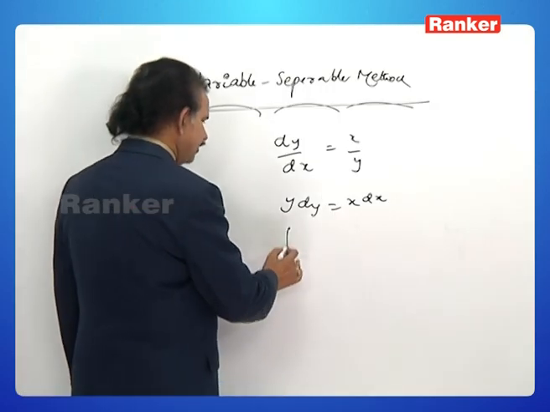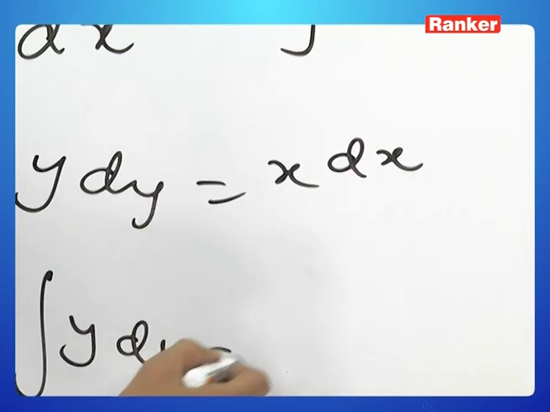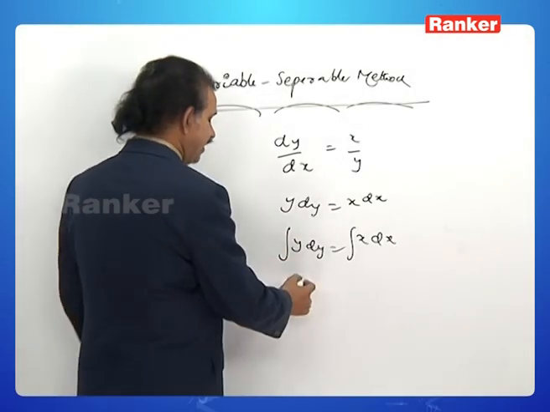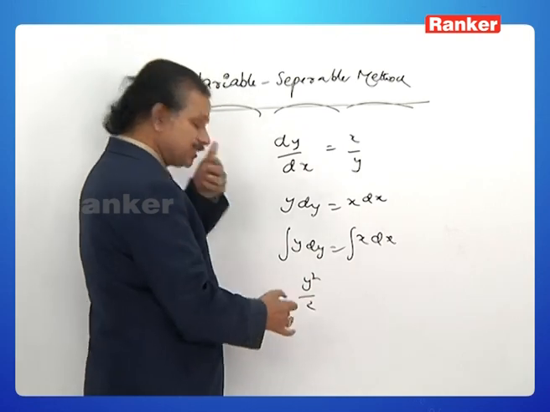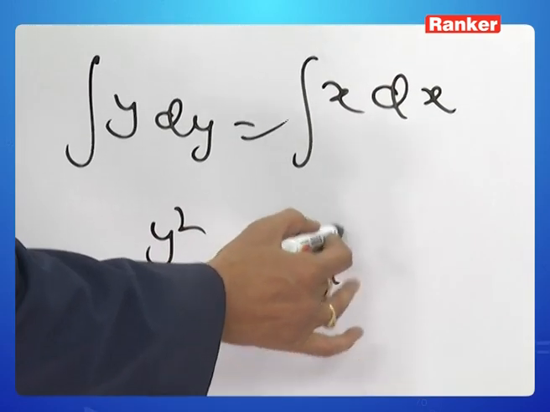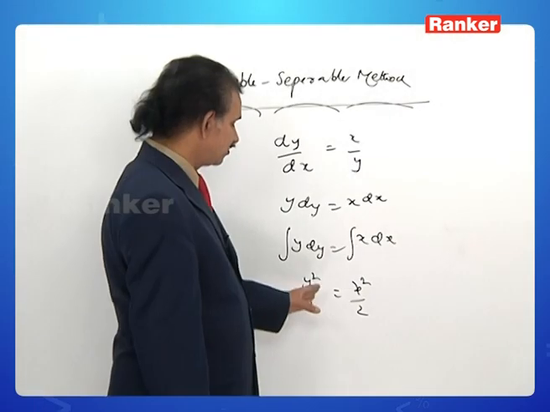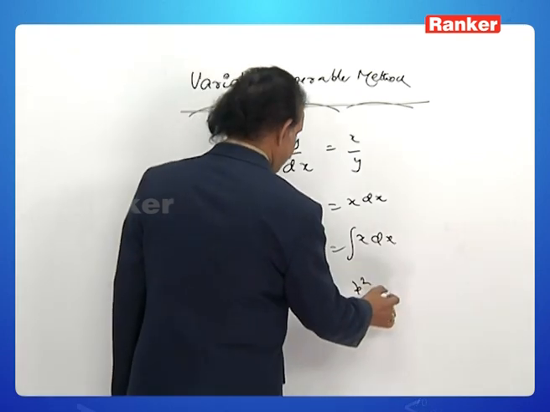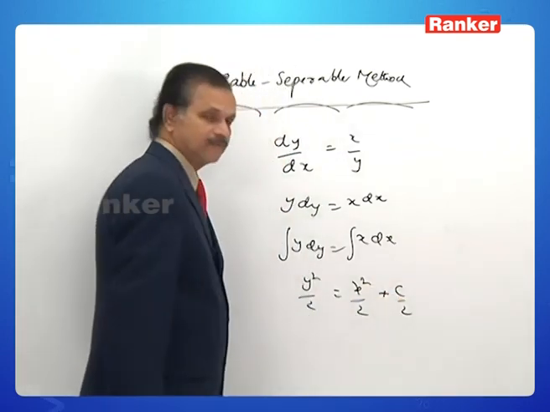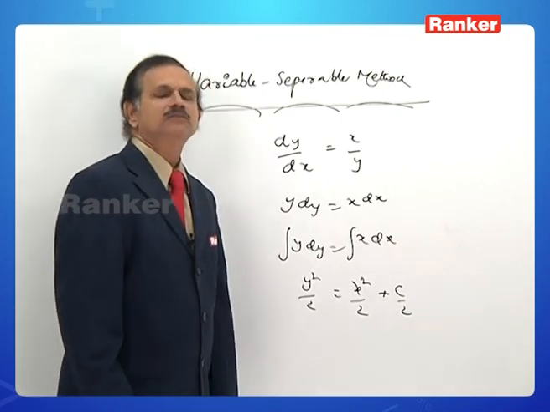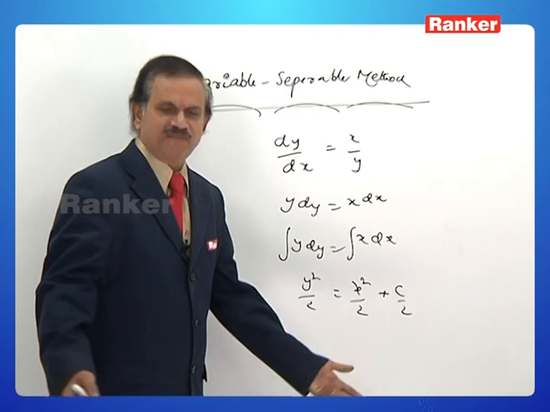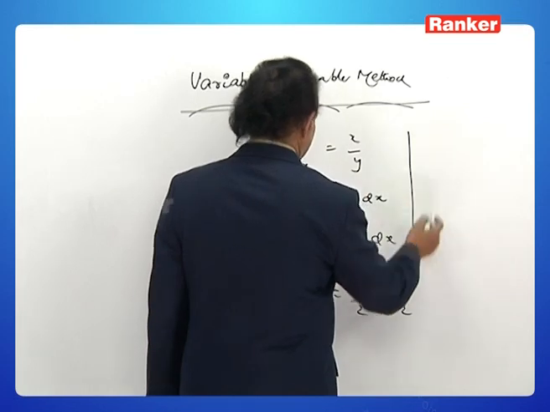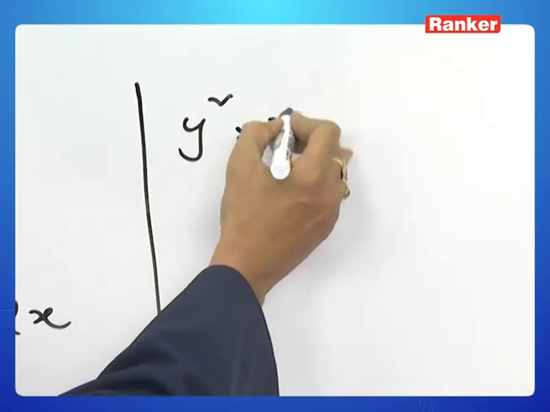Now integrate it. Integral y dy is equal to integral x dx. What is the integral of y dy? y square by 2 plus some k is equal to x square by 2 plus some c. This k and c becomes c minus k, and I like to write that c minus k as some c by 2. Why should you write c by 2? For the sake of simplification only. You multiply throughout by 2. What is going to happen? That y square is equal to x square plus c.